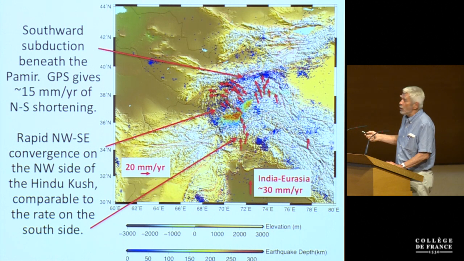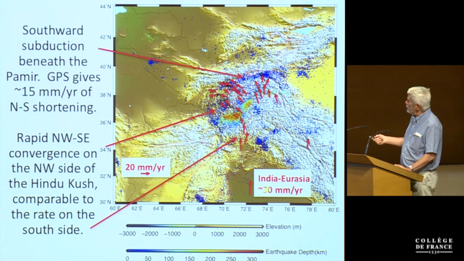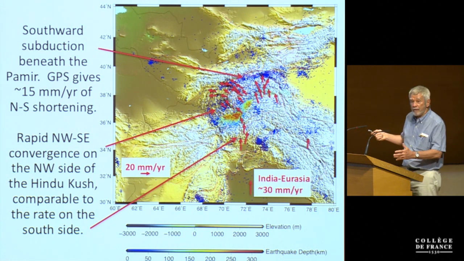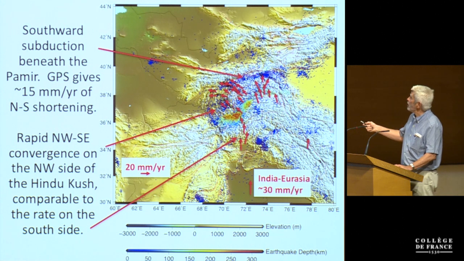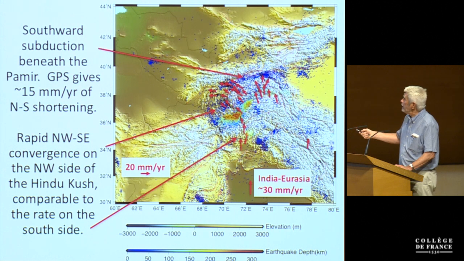The red arrows are showing you GPS velocities. India moves towards Eurasia at this longitude at about 30 millimeters per year. Half of that convergence is absorbed along the northern edge of the Pamir, way up here, not in the Himalaya. The Himalaya come up and continue around. There's not that much convergence absorbed in the Himalaya in here.